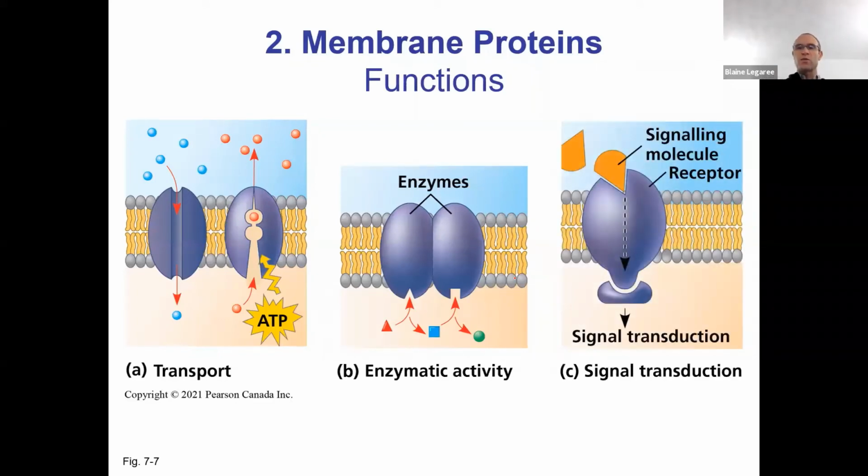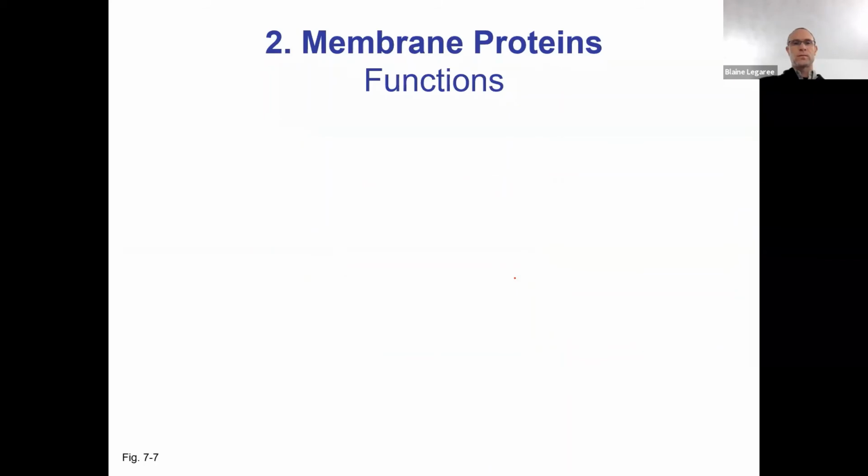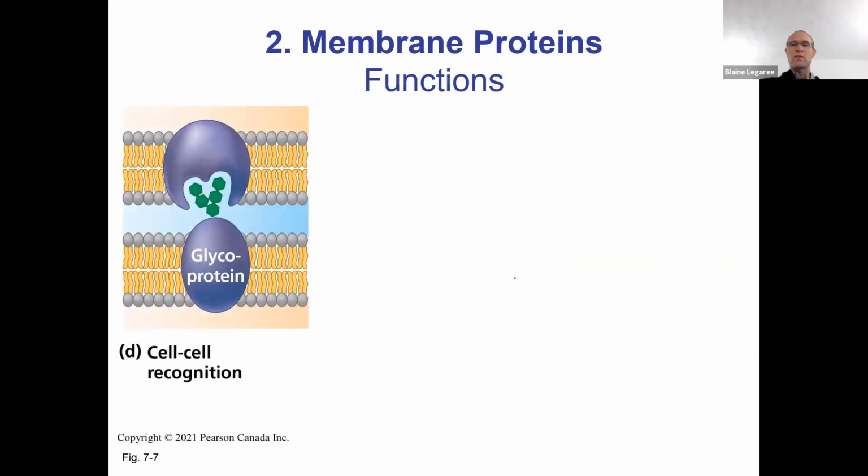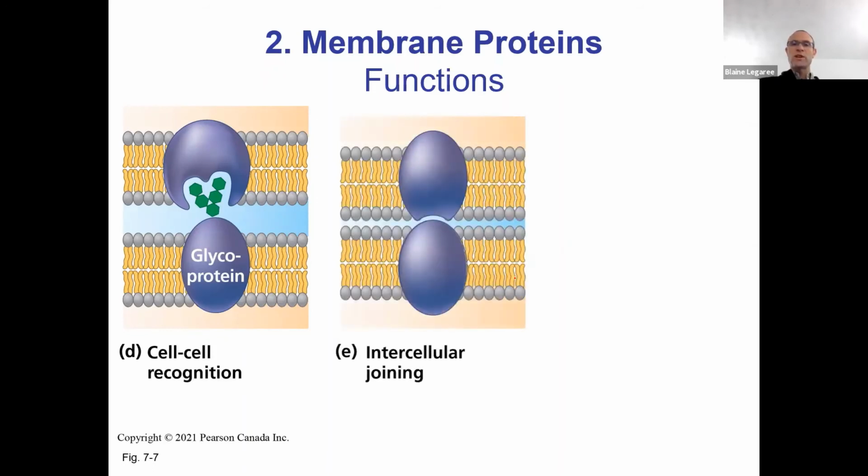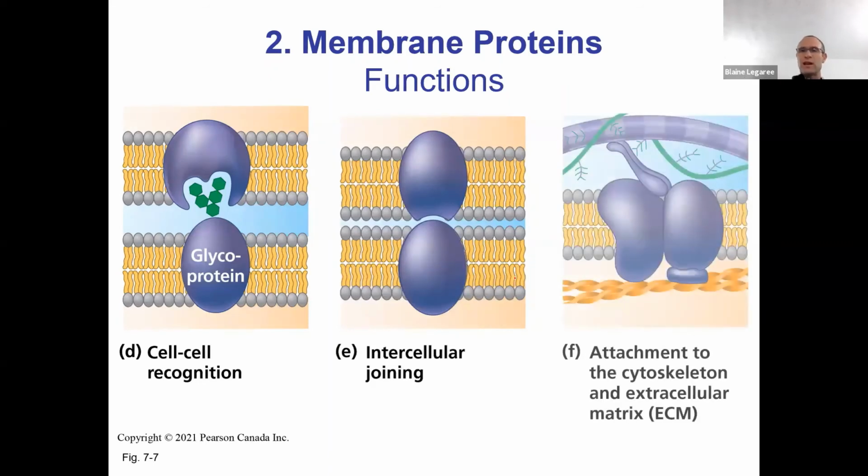Many are receptors for things like hormones. A hormone is a molecule that might travel through your blood from one tissue to another. And these receptors are receiving the signal, and they're transmitting the signal inside the cell. So it could be insulin, which is telling your muscle cells it's time to take up glucose. Some of them are involved in cell-to-cell recognition, so the immune system is recognizing different cells. Some of them are like joints, like rivets holding your tissues together. And some of them are attachment proteins, attaching to the cytoskeleton and extracellular matrix. So membrane proteins do many, many different tasks.